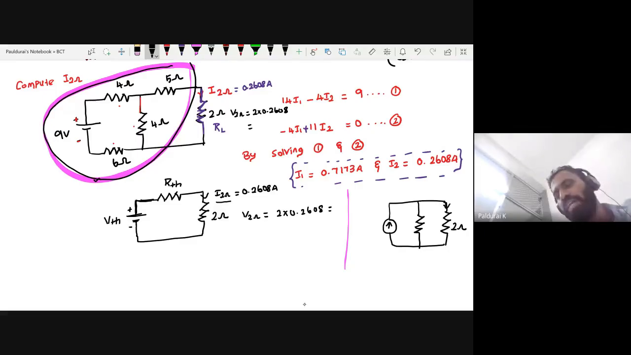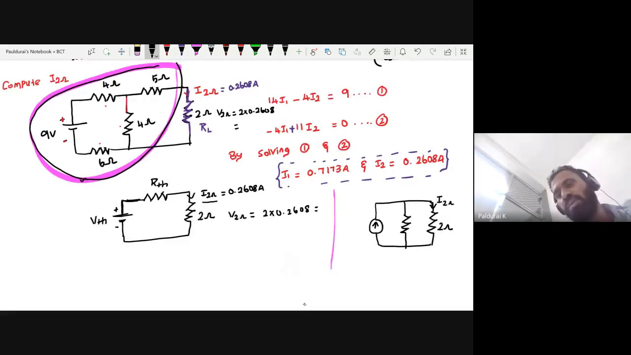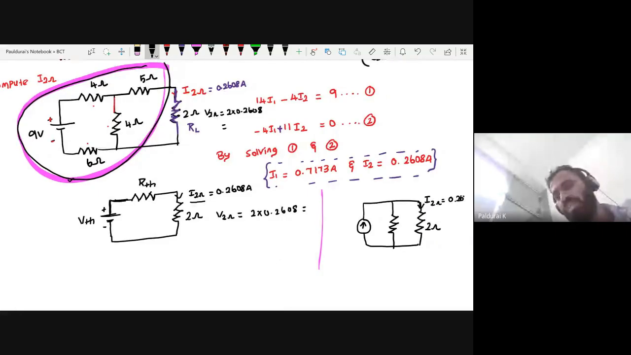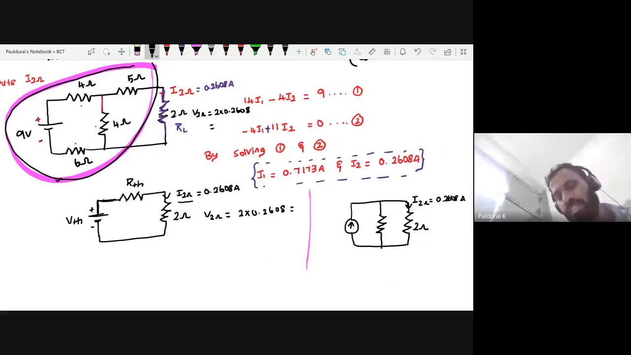Now find I2, and you will get the same current. The current won't be varied, right? You will get 0.2608 amps. So don't worry. Now this voltage is called Norton current because of Norton, and this is called Norton resistance.